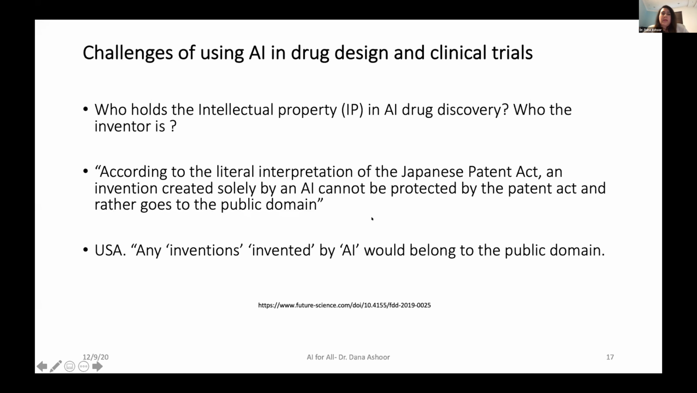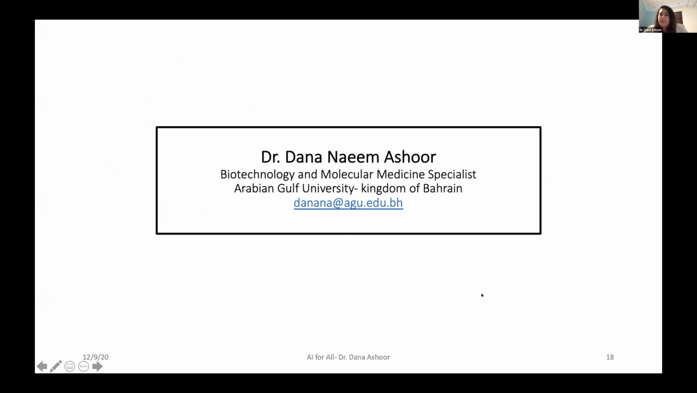And as I found, in Japan, the Patent Act says that an invention created solely by artificial intelligence cannot be protected by patent rules, and it's the same in the USA.